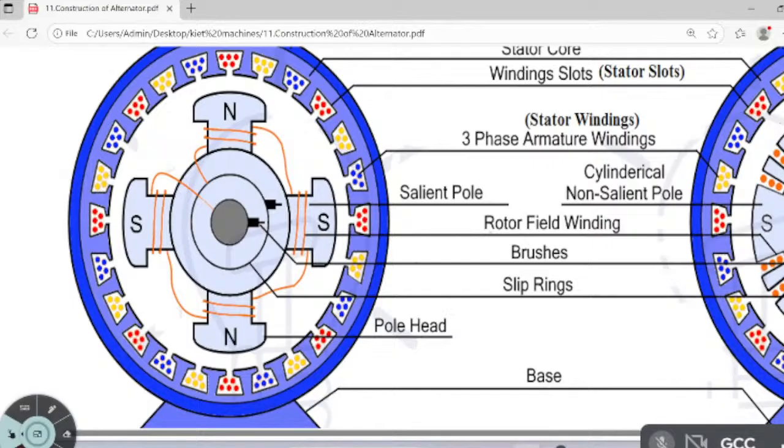Only with respect to the alternator, explain the principle and working of the alternator. That is one question. The other one is explain the construction of the alternator. You have to draw the diagram and you have to explain about each part. Okay?